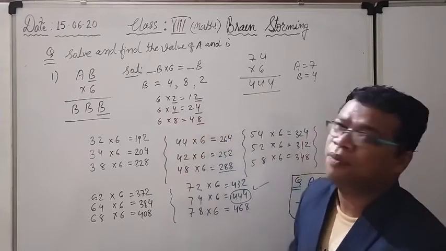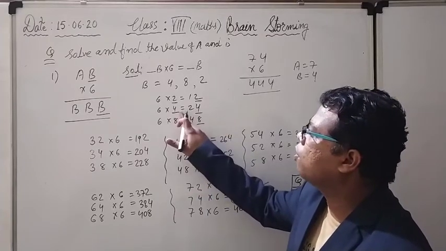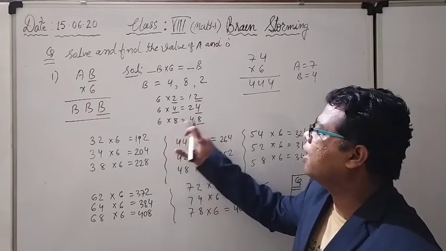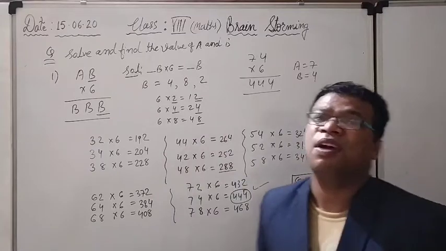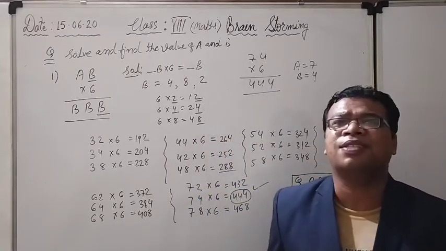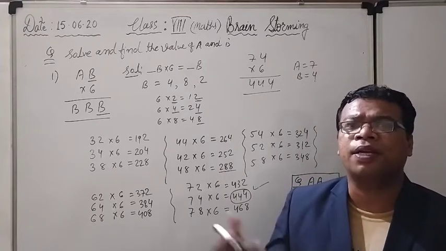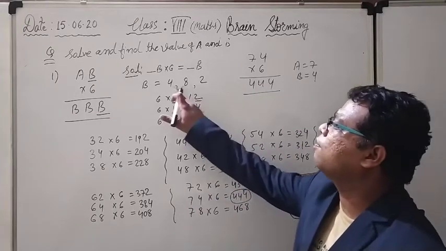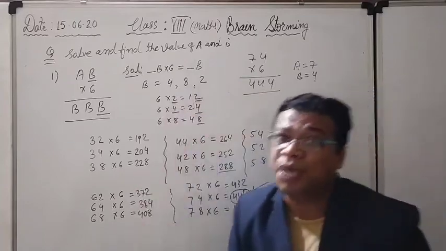Again, 6 multiplied by 4, what am I getting here? 24. I am multiplying with 4, and again I am getting unit digit 4. I am multiplying with 8, and again I am getting unit digit 8: 6 eights are 48. With the other numbers you can also check, but you will not get the same number. Like 6 fives are 30, you will get 0 at the unit place. So there might be only three situations: 4, 8 and 2. These are the values of B.